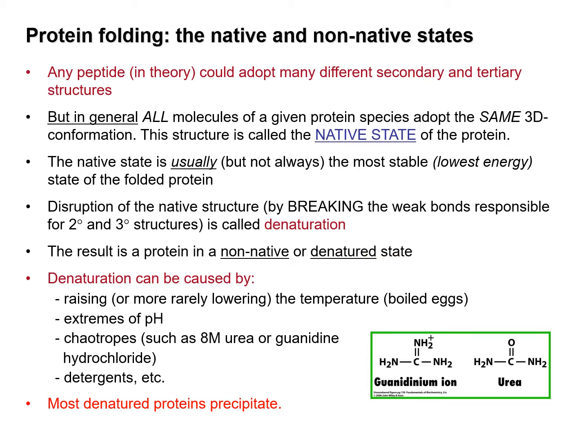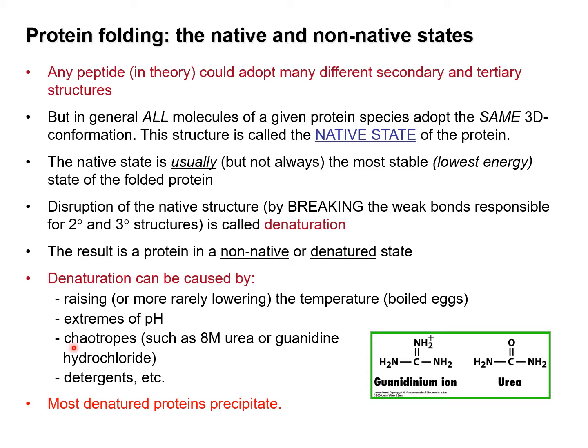And denaturation can be caused by raising or, rarely, lowering the temperature. An example is a boiled egg. Obviously, it loses its own function or structure and even the color too. And extremes of pH are another cause of denaturation. And chaotropes can also cause denaturation.